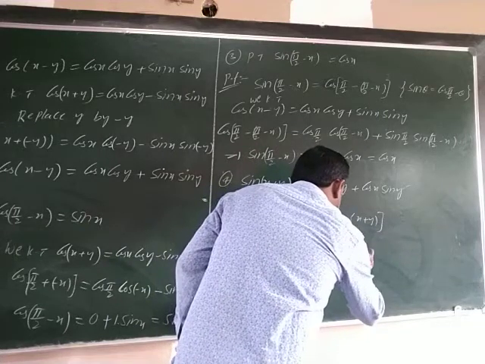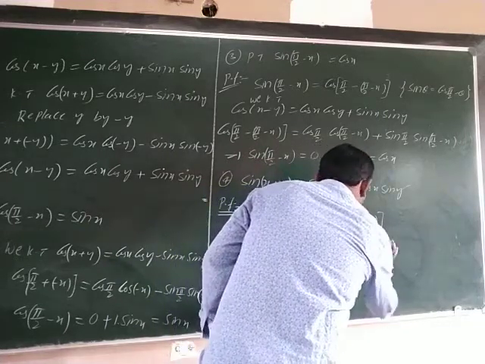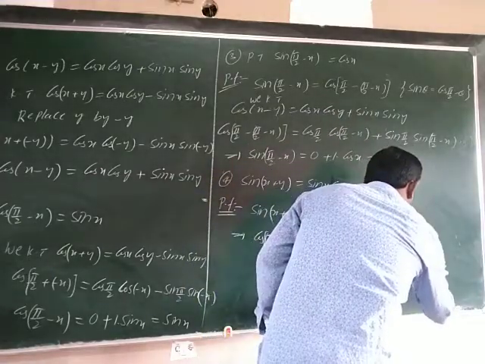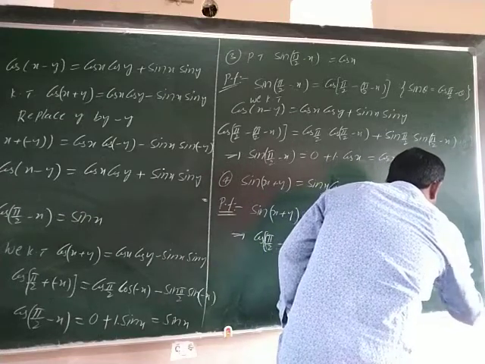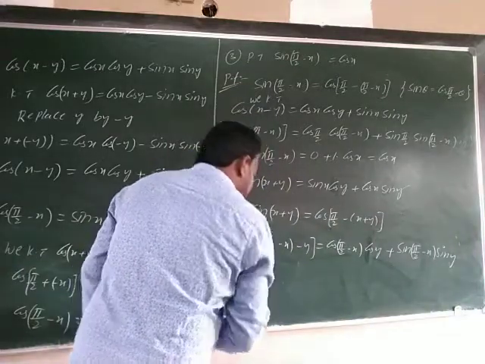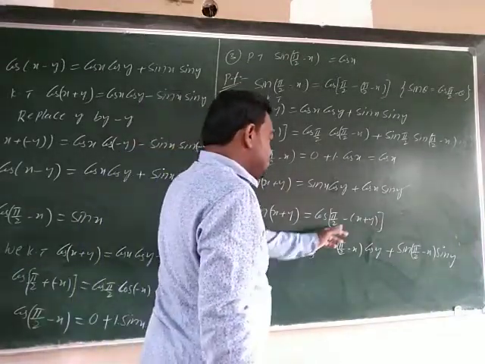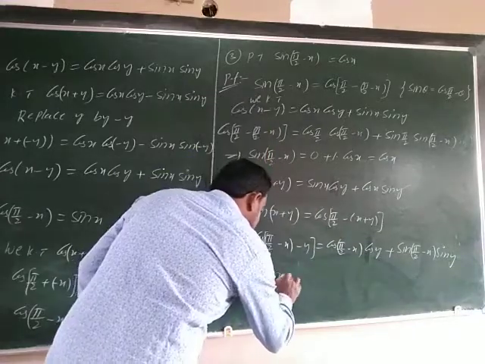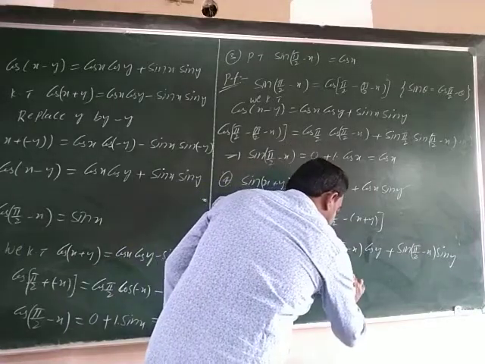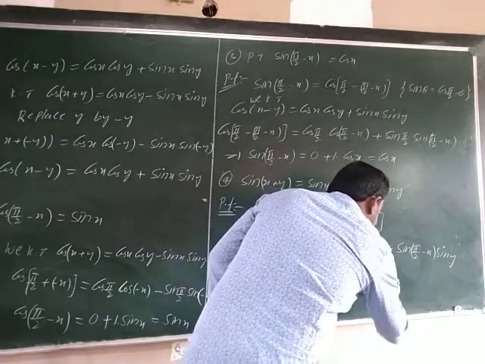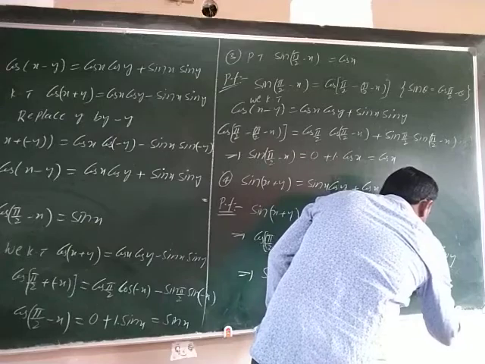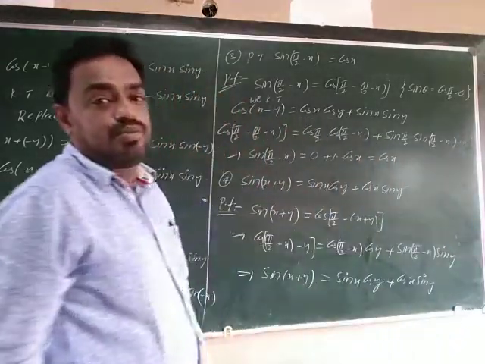So what are we getting? Cos of pi by 2 minus x into cos y plus sin of pi by 2 minus x into sin y. Then this implies cos of pi by 2 minus x minus y, nothing but the given question, that is sin of x plus y, equals cos 90 minus x, which is sin x, into cos y, plus sin 90 minus x, which is cos x, into sin y. This is the proof. Okay.